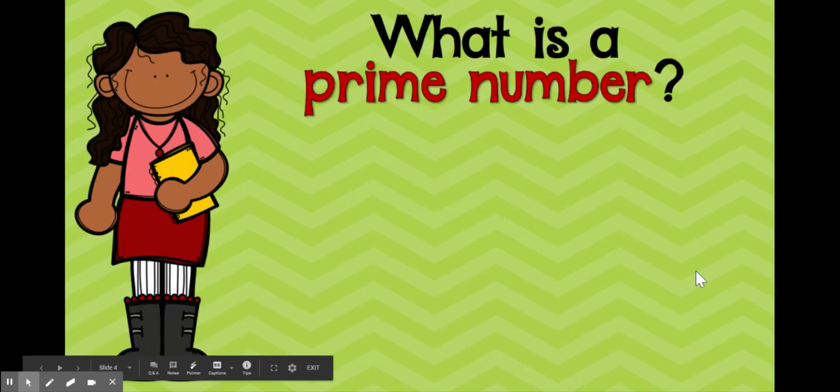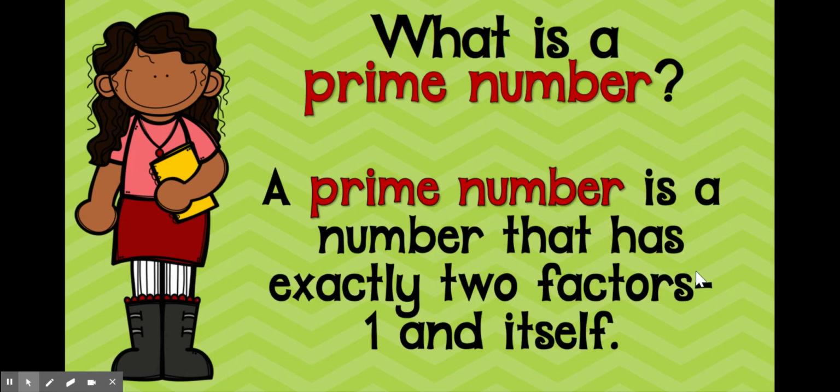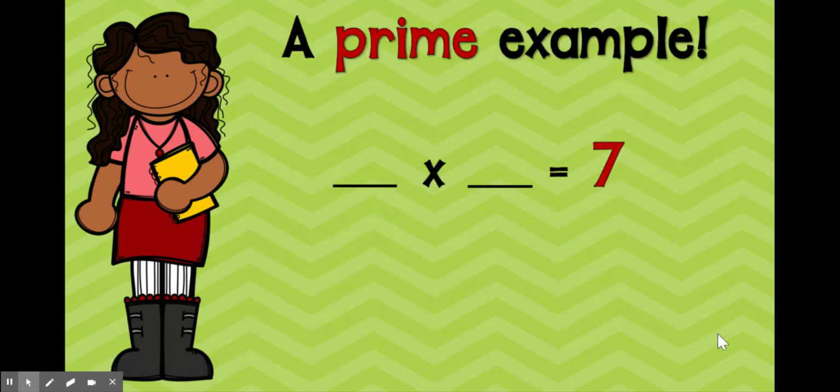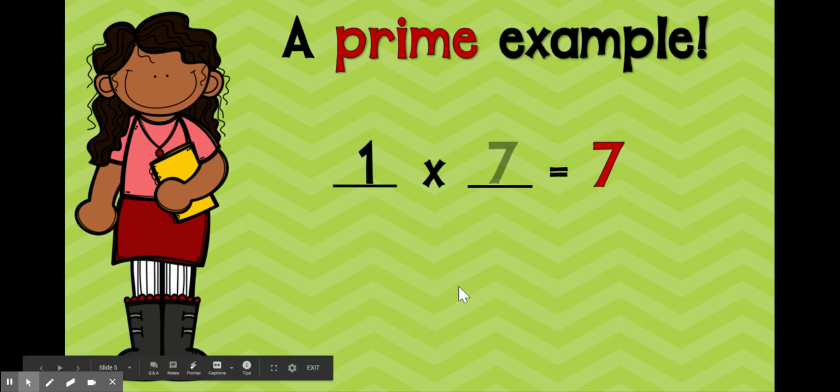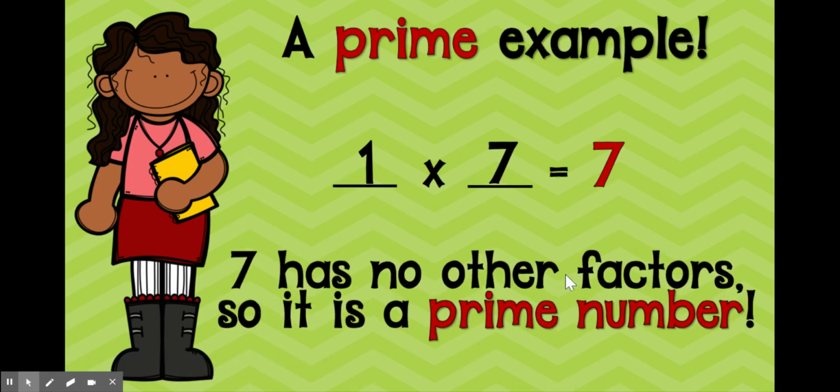So what is a prime number? A prime number is a number that has exactly 2 factors, 1 and itself. A prime example would be 1 times 7 equals 7. 7 has no other factors, so it is a prime number. A prime number only has factors of 1 and itself. So that makes 7 a prime number.